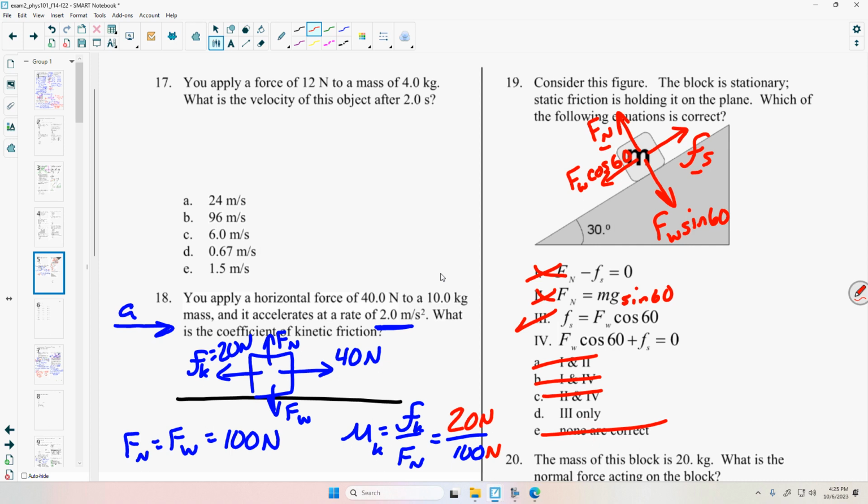How could I make that correct? Yeah, I put a minus on one of them. The way that it's written, I'd put the minus on this one. Fs minus Fw cosine 60 equals 0. But I could put the negative on the Fs too, and that would still be mathematically correct, but it just wouldn't represent the diagram correctly. Okay? You know what I'm saying?